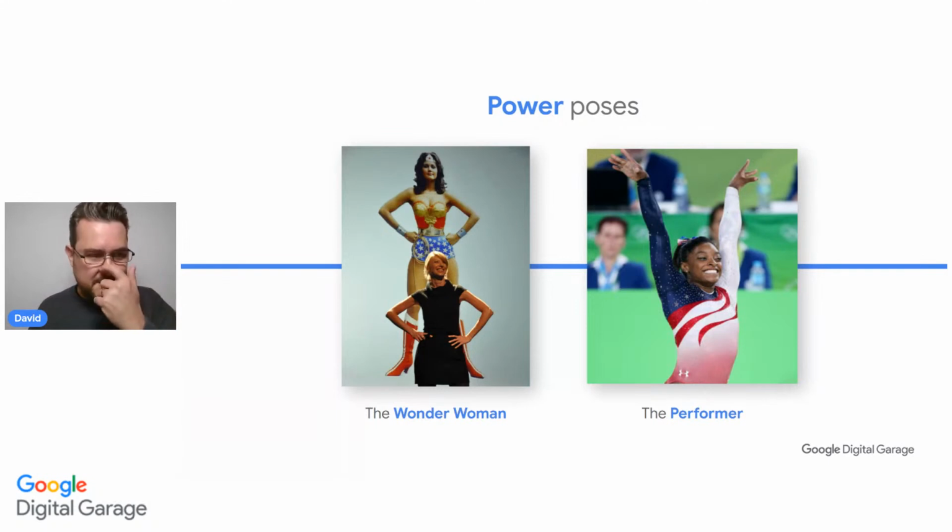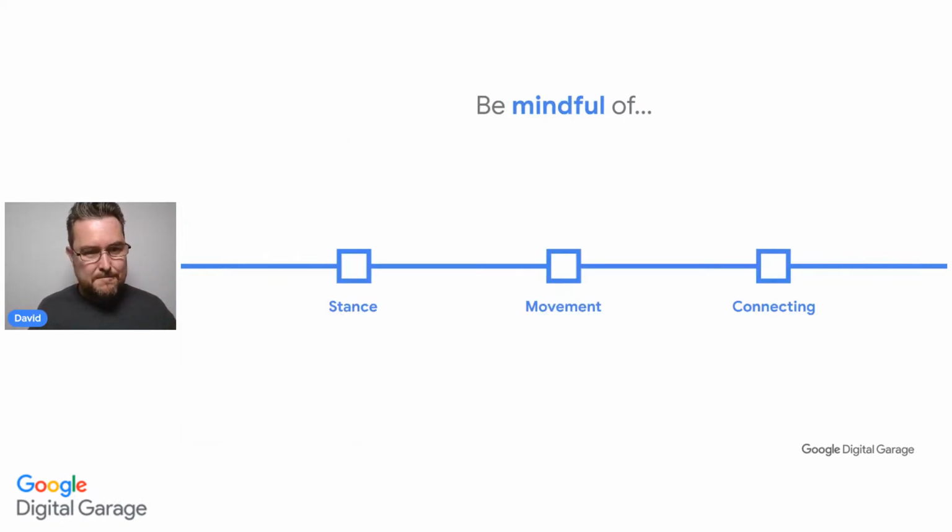Look at these power poses here. This one's called the Wonder Woman. Notice how it's very open. The performer, notice how again it's very open and she's looking direct and smiling, making herself big. These are power poses. Animals do it as well. Bears will stand on their hind legs. Cats will arch their back to make themselves look bigger. Yeah, that is what we're doing here. So those powerful poses, your stance, your movement, and your connection by looking right at people, those are the three main points of presenting effectively with your body.